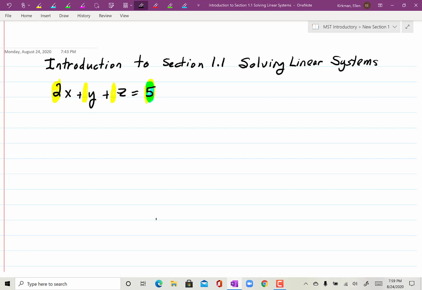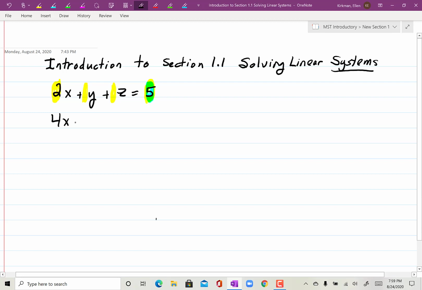We don't want to solve just one equation, that's a plane. We typically have a system, so that's more than one equation. So maybe we have another plane, plus 7y plus 2z is equal to 9.